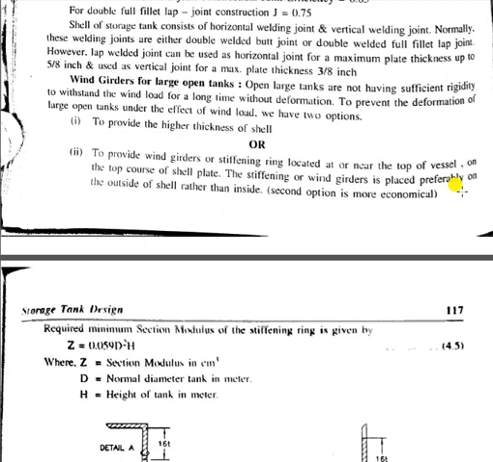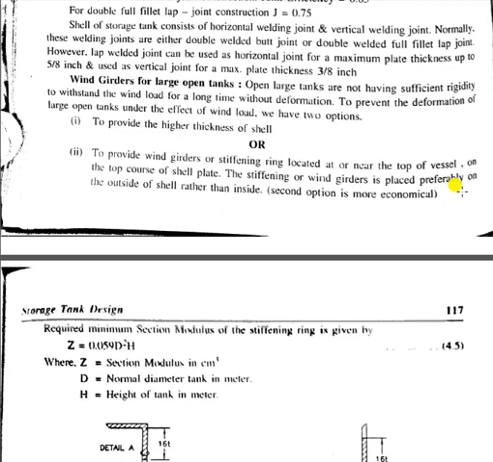Located near the top of the vessel, and on the top course of the shell plate, the stiffening ring or wind girder is placed, preferably on the outside of the shell rather than the inside.